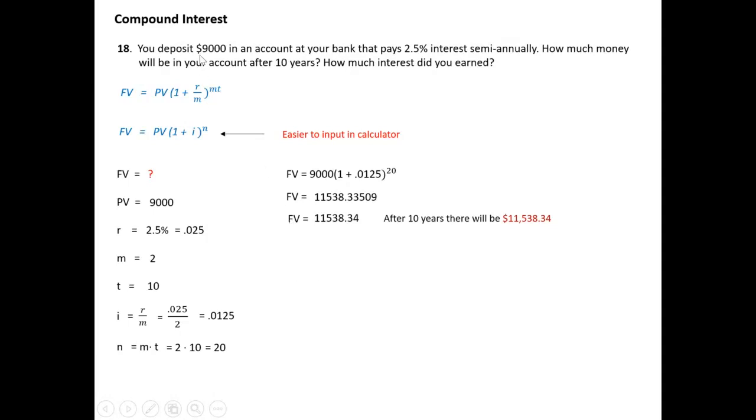But remember that we only invested $9,000. So we subtract the $9,000 from the future value, which was $11,538.34, minus the $9,000 that was invested. So the answer will be about $2,538.34. This is how you use these type of problems.